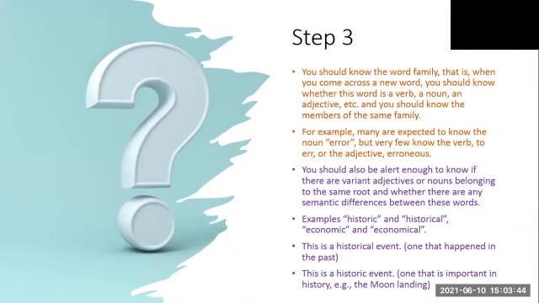Step 3. You need to know the word family, like you know your family. So when you come across a new word, you should know whether it is a verb, a noun, an adjective. You need to know what this word is. And you should know the members of the same family. For example, you all know the noun error, right? Error. Because we get that a lot, error. It means a mistake.